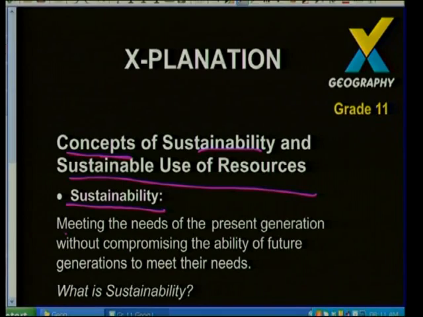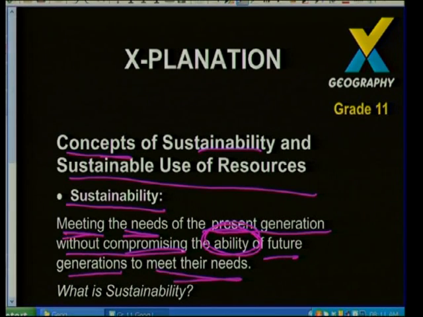Sustainability. Meeting the needs of the present generation without compromising the ability of future generations to meet their needs. I love these words, compromising and ability. The more we exploit now, the less we will have in future.